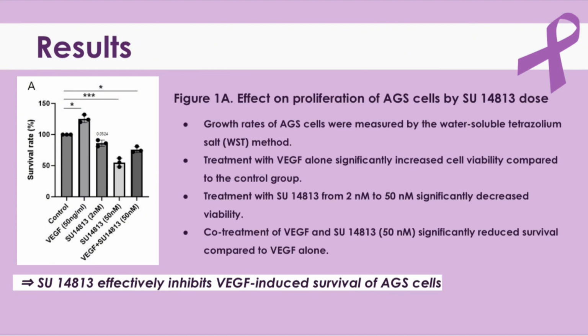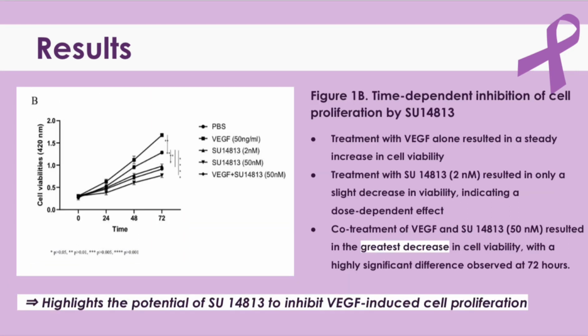For cell viability, VEGF significantly increased the viability of AGS cells, while SU14813 reduced viability in a dose-dependent manner. With 2 nanomole, viability decreased by about 14%, and with 50 nanomole, it decreased by about 45%. When the 2 substances were used together, viability dropped by nearly 50% compared to VEGF alone. Over time, VEGF led to a consistent increase in viability compared to control, while SU14813 treated groups showed inhibited cell growth. And in conclusion, SU14813 effectively suppressed VEGF-induced cell survival effects.